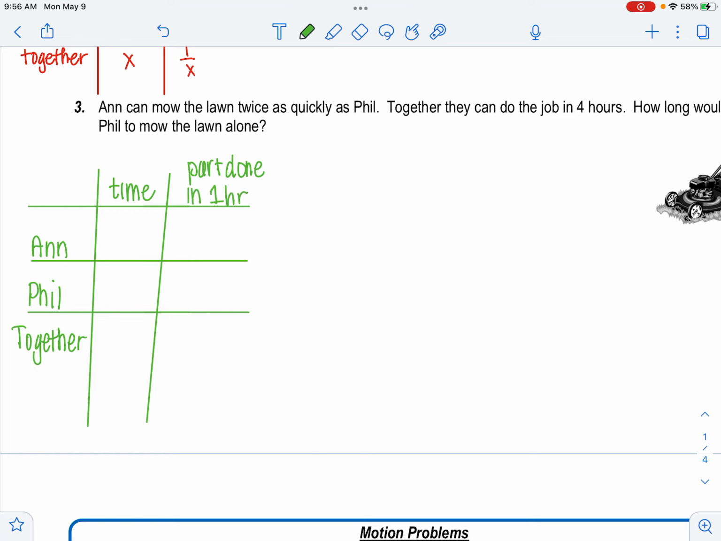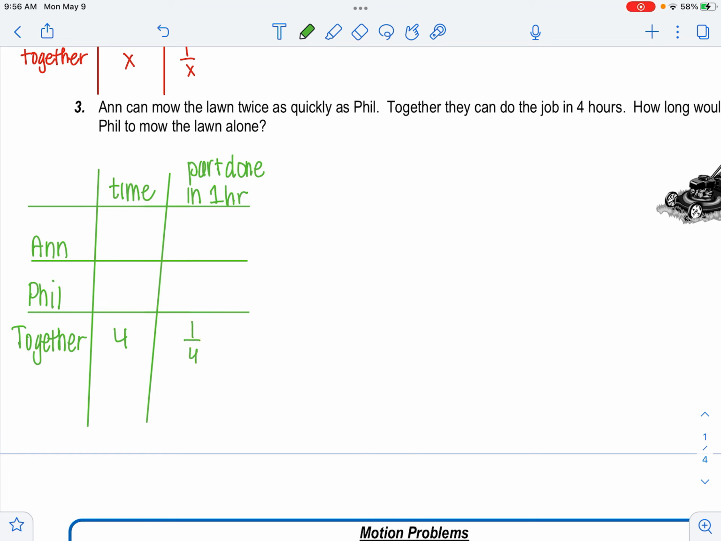All right, so it says Anne can mow the lawn twice as quickly as Phil. So we don't know how long it takes Anne to mow the lawn, and we don't know how long it takes Phil to mow the lawn, but together we know it takes 4 hours. That means if they're doing it together, they can get a quarter of it done in an hour.